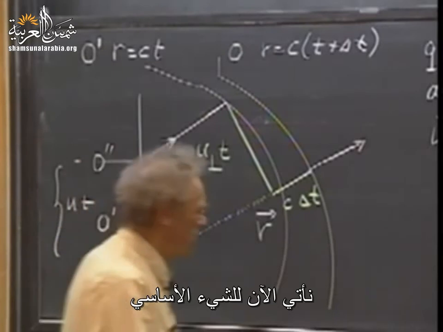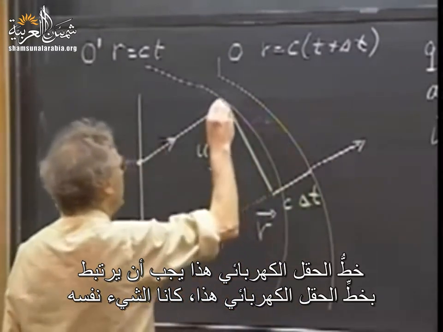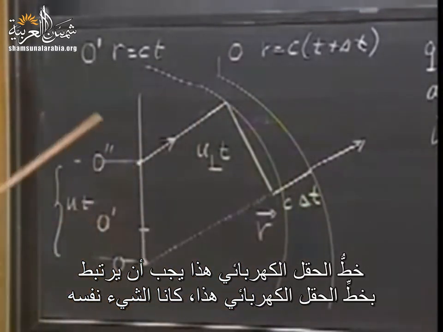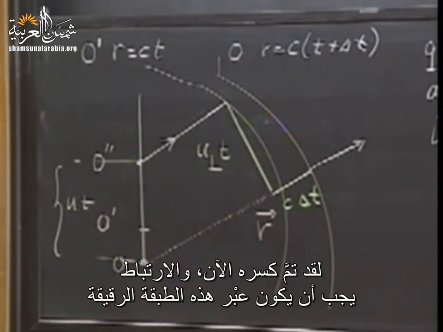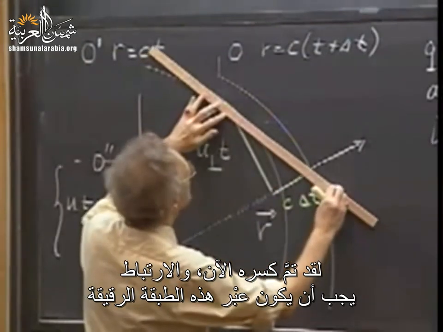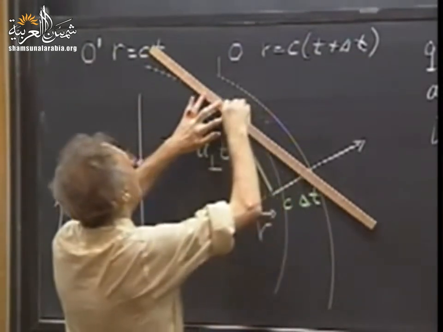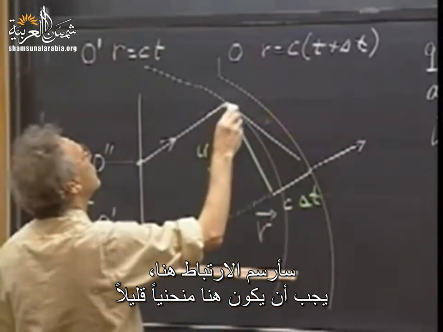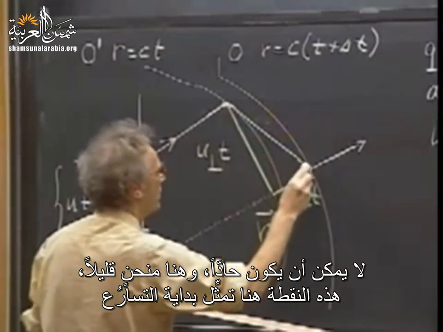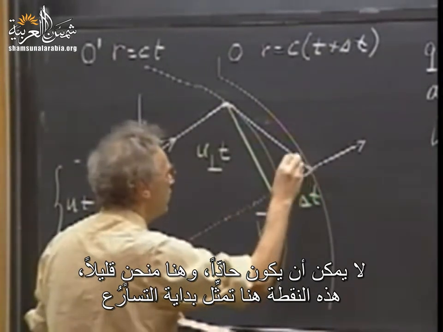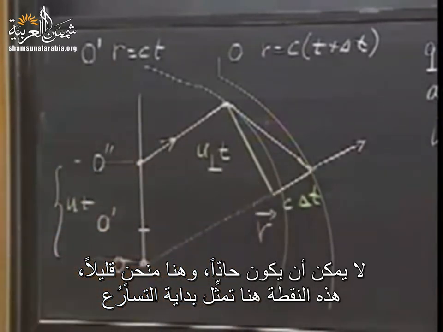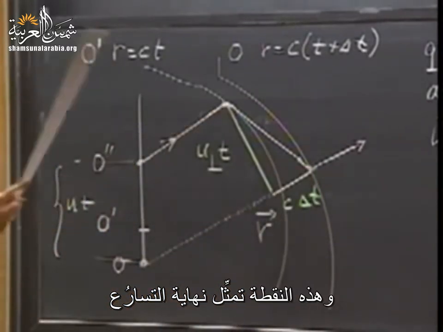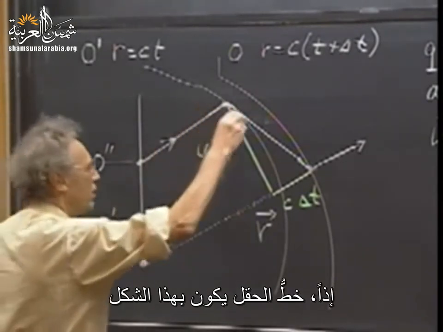Now comes a key thing. This electric field line must connect with that electric field line. It was one and the same. It's been broken now. And the connection must go through this thin layer. I will draw here the connection. And then here you have to round it off a little. It cannot be sharp, and this rounds off a little. So this point here represents the beginning of the acceleration, and this represents the end of the acceleration. And so then the field line goes like so.